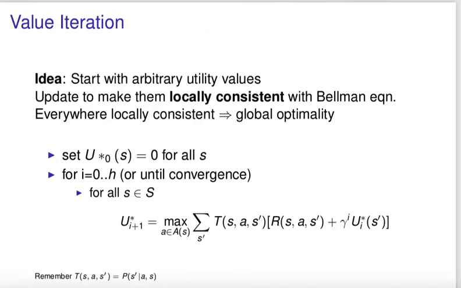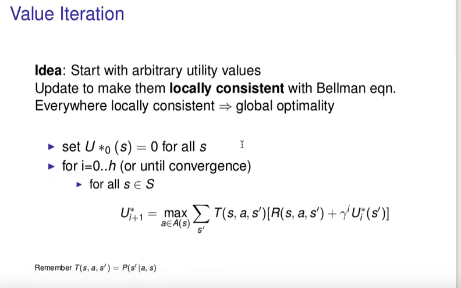Now, we're going to look at one algorithm only of how to solve this. There's basically 3 algorithms. There's one called value iteration, which is what we're going to look at now. There's policy iteration, and there's using linear algebra. We're just going to look at value iteration in this video. The idea would be to start with arbitrary utility values as initial values, and then update them to make them locally consistent with the Bellman equations. If everywhere is locally consistent, that means that we will end up with a global optimality.